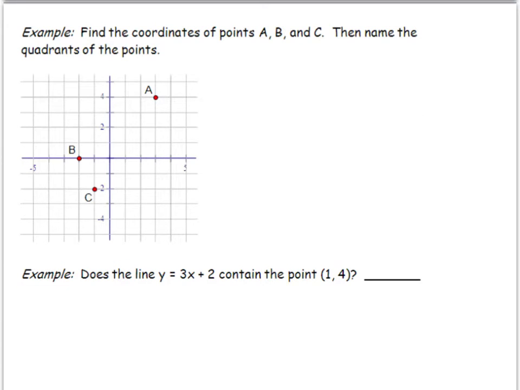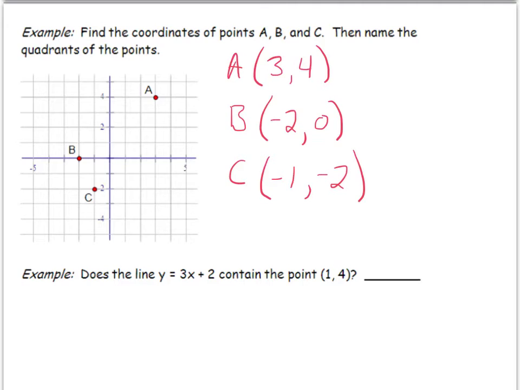So let's go ahead and reverse this on you. Find the coordinates of points A, B, and C. And what we're going to do is you're also going to tell me then what quadrant those points lie in. So go ahead, pause the video, come back at me when you got the answers.